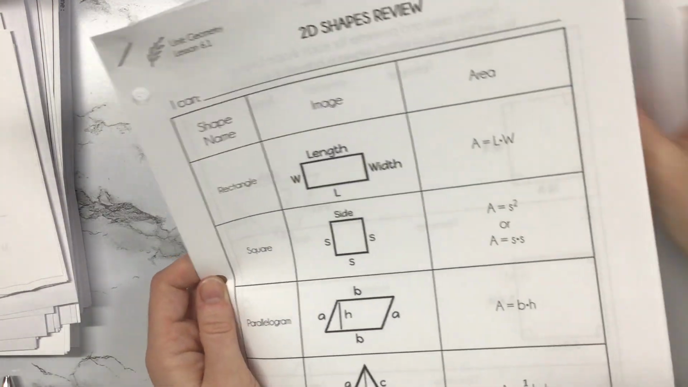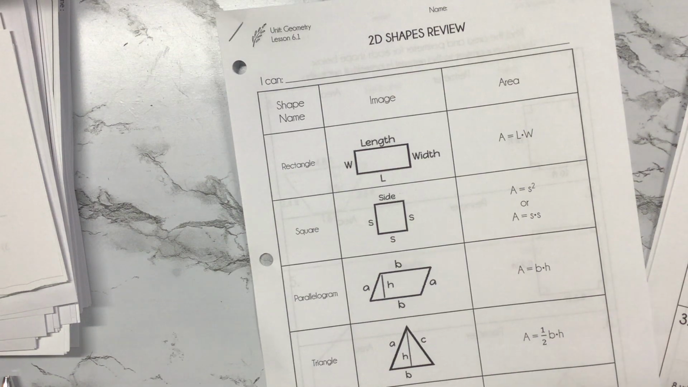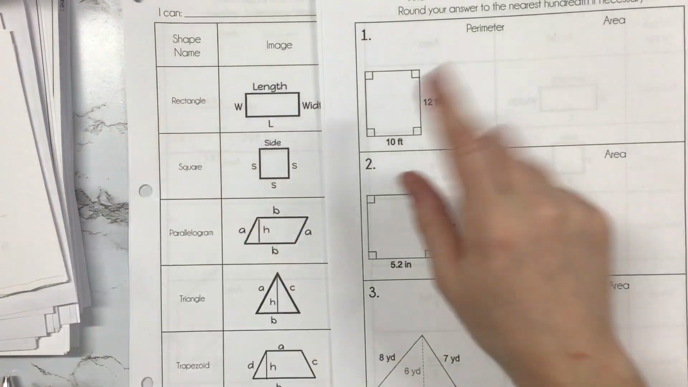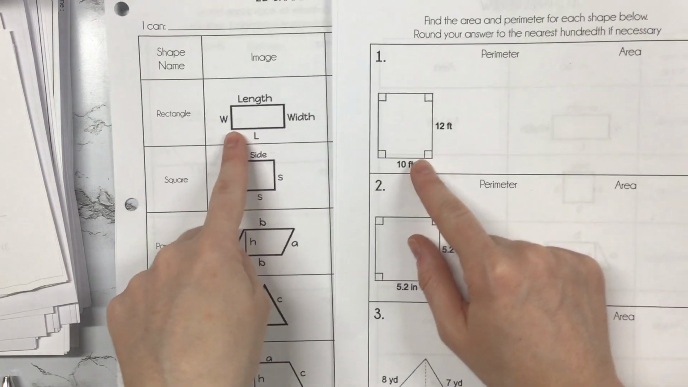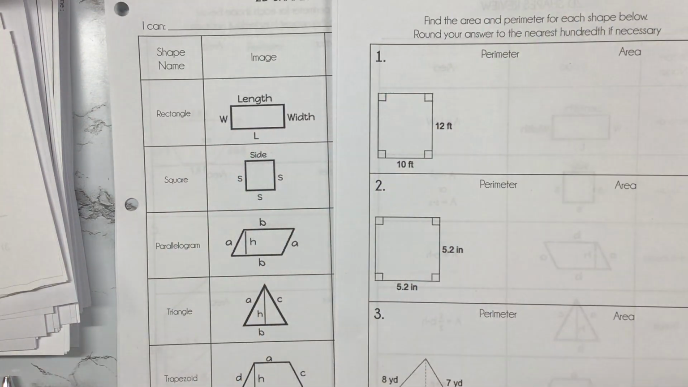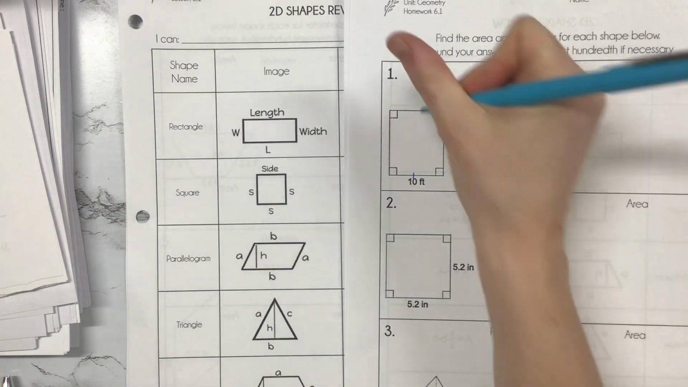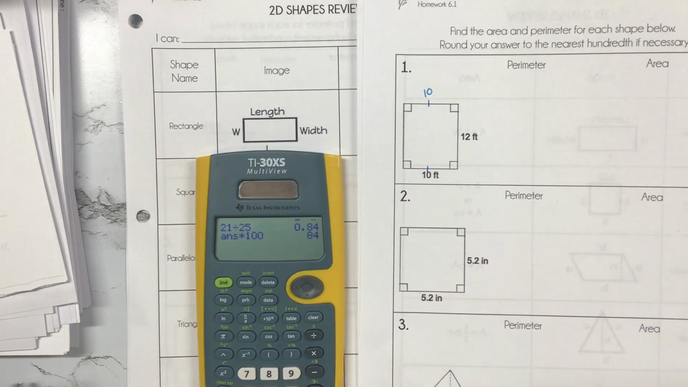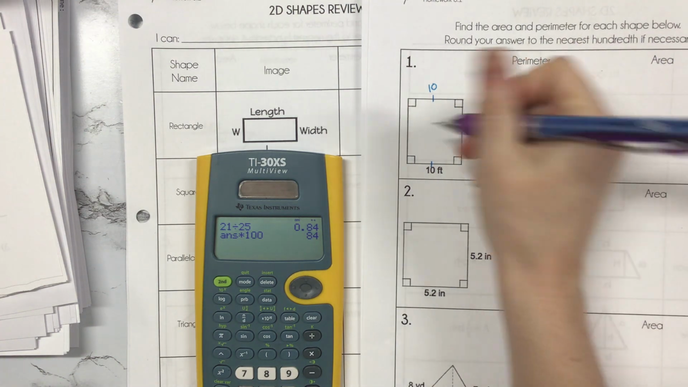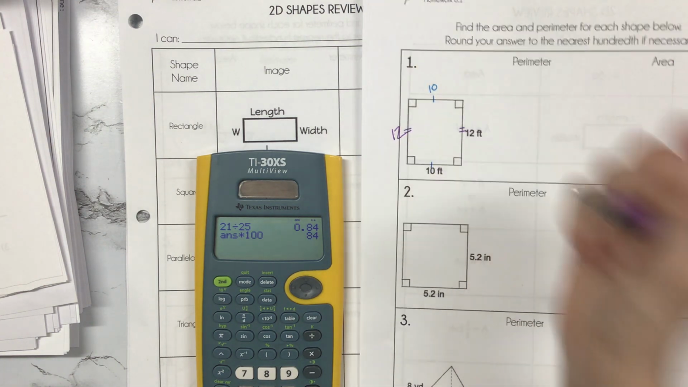Anywho, let's get started. So this first one is a rectangle. So the perimeter, I'm just going to add all of them together. And then some properties of rectangles is that if this side is 10 feet, this side is also 10 feet. And then if this side is 12 feet, then this side is 12 feet.